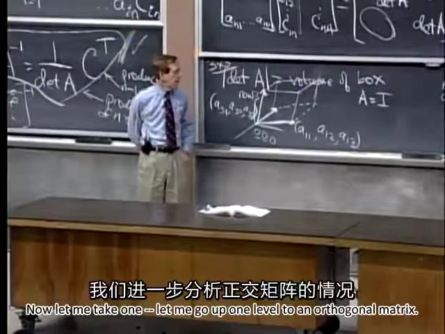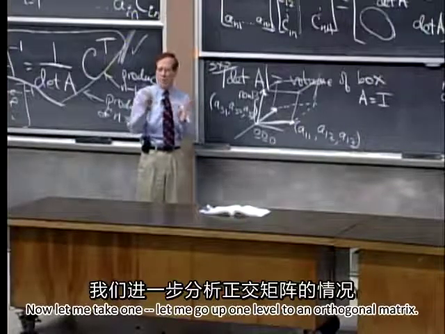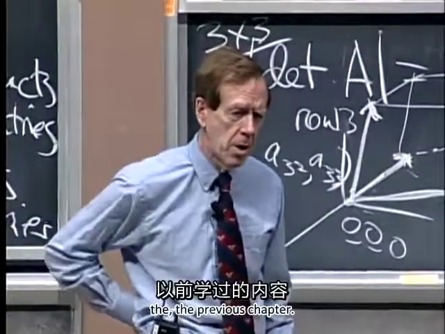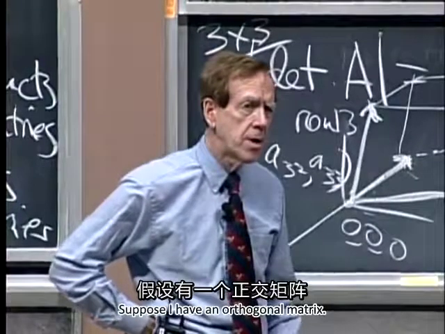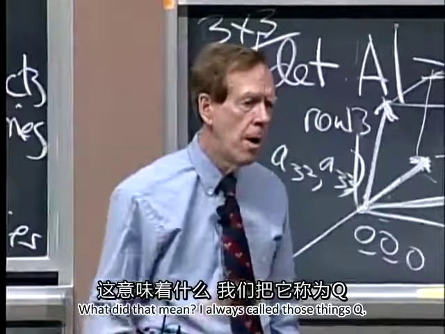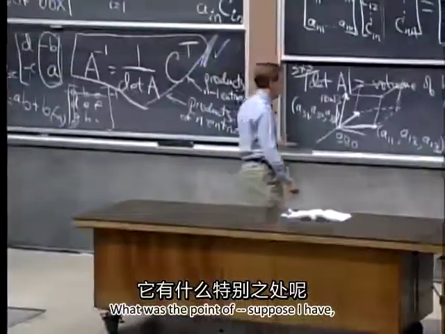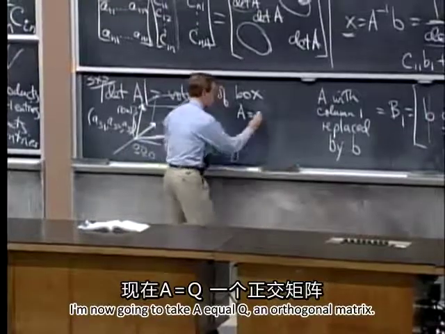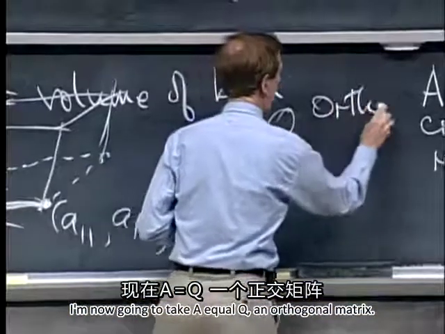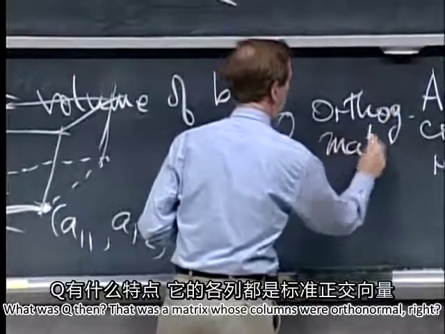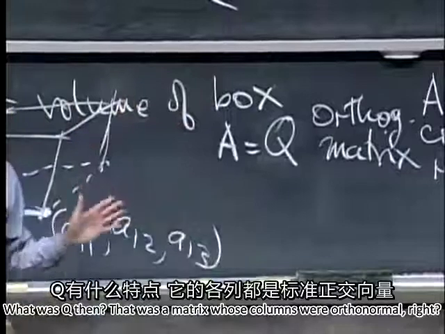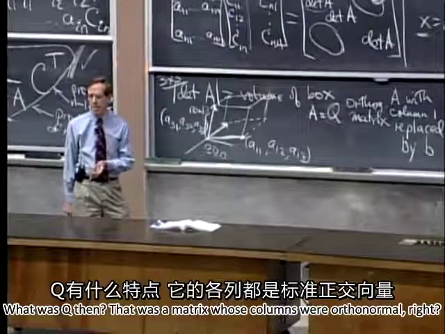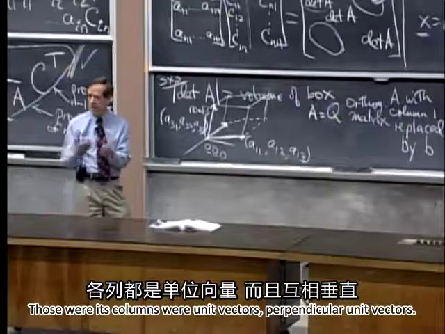Now, let me go up 1 level to an orthogonal matrix, because I'd like to take this chance to bring in the previous chapter. Suppose I have an orthogonal matrix. What did that mean? I always called those things Q. Suppose instead of the identity matrix, I'm now going to take A equal Q, an orthogonal matrix. What was Q then? That was a matrix whose columns were orthonormal, right? Its columns were unit vectors, perpendicular unit vectors.